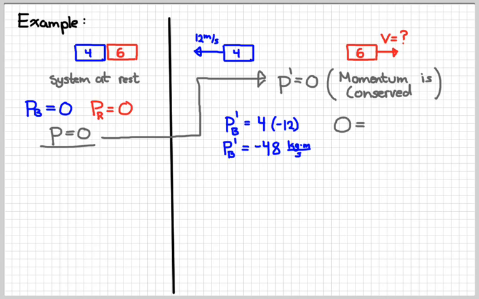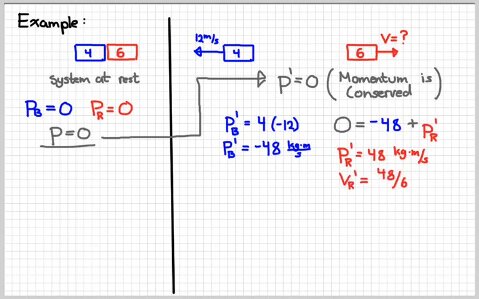Since I know the total is 0, and I know the momentum of the blue object, then I can find the momentum of the red object just by figuring out what number plus negative 48 gives me 0. So more hard math, that would tell you the momentum of the red object is 48 kilogram meters per second.